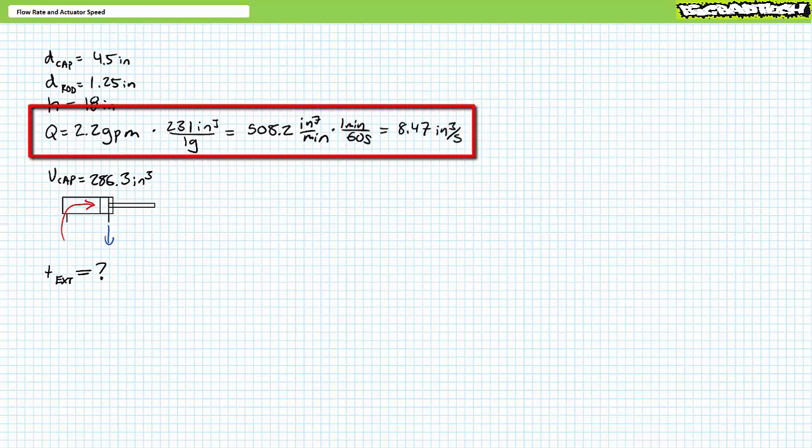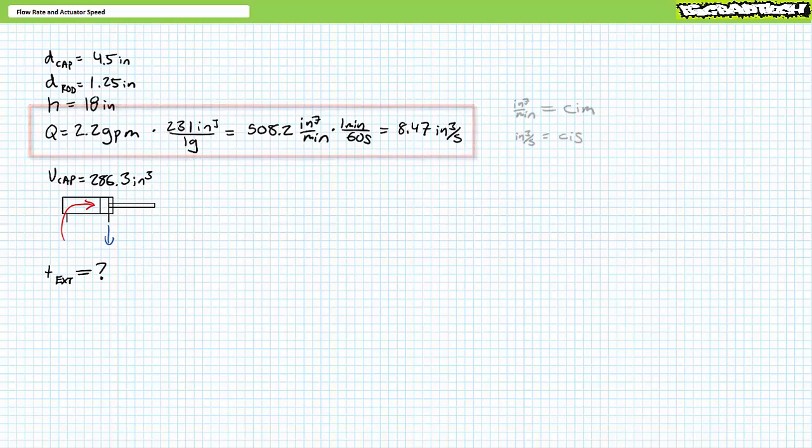Next, we convert cubic inches per minute to cubic inches per second. To do so, one multiplies 508.2 cubic inches per minute times 1 minute over 60 seconds, such that the unit we don't want, minutes, cancels out, and the unit we do want, seconds, remains. This final stage of the unit conversion demonstrates 2.2 gallons per minute is equivalent to 508.2 cubic inches per minute, which is also equivalent to 8.47 cubic inches per second.